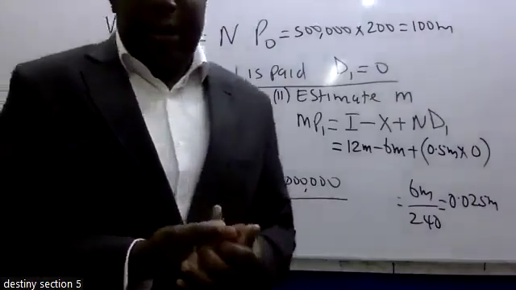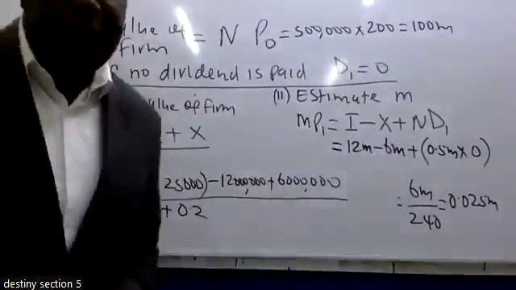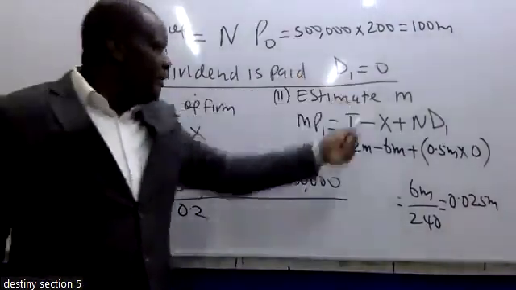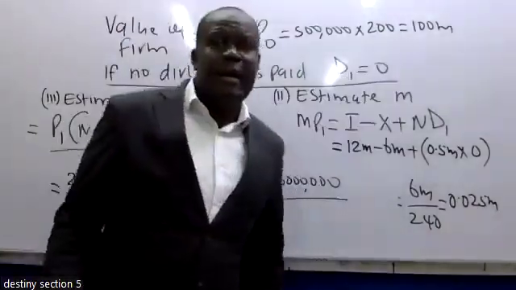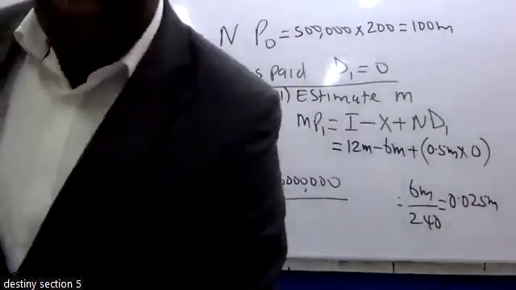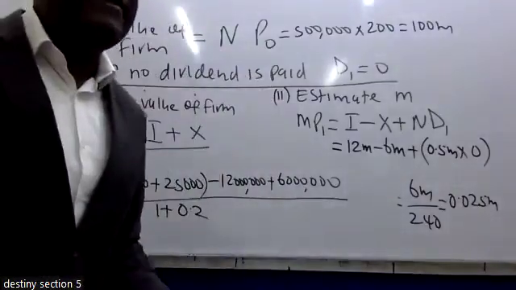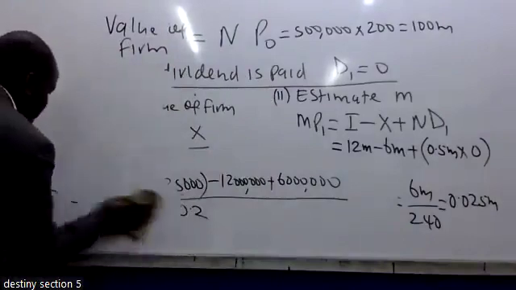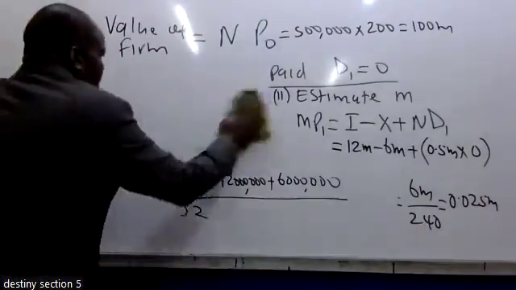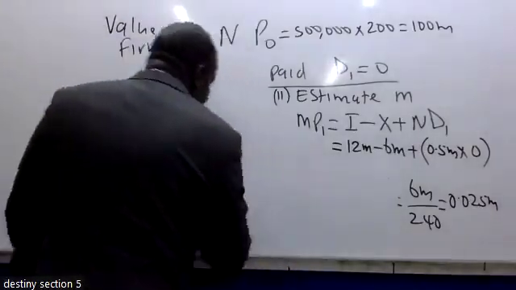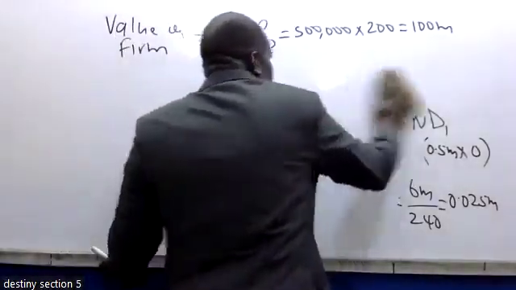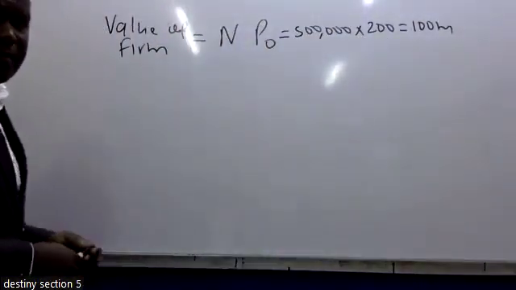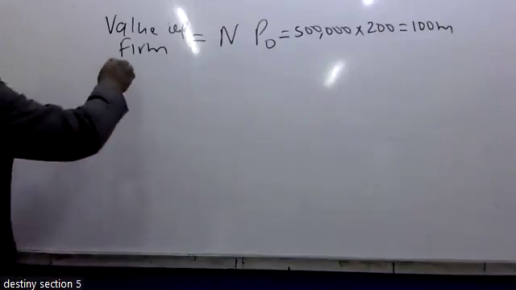So now I want us to check if dividend is paid. What we have done is, if no dividend is paid, this value is still 100 million. So let us now repeat the same if dividend is paid.